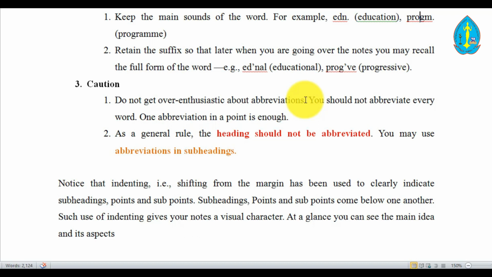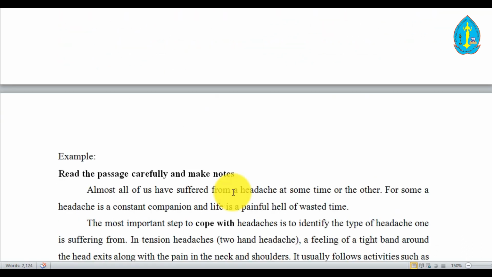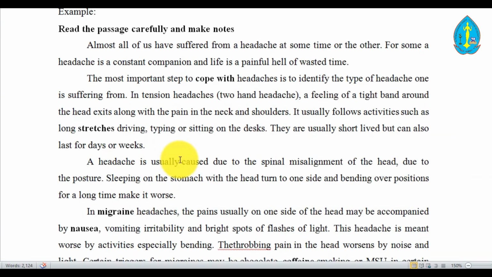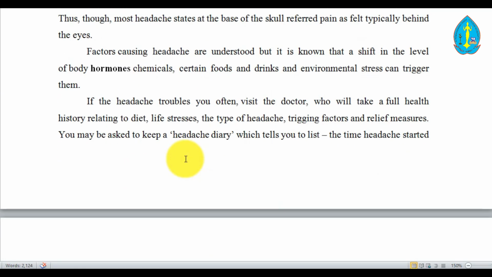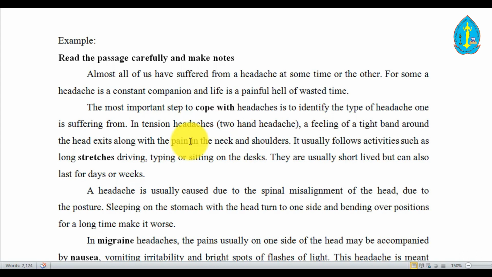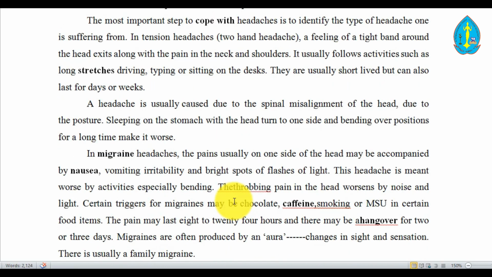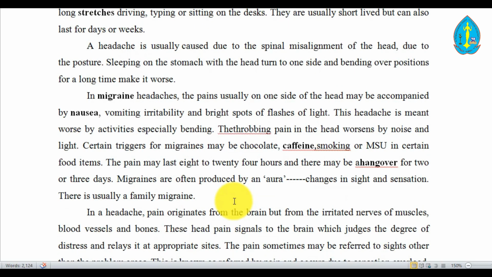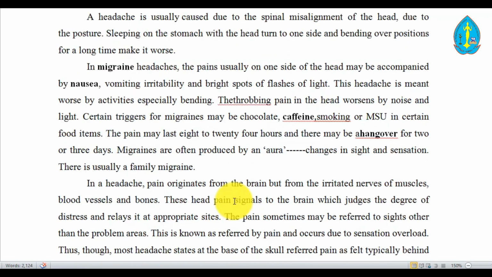As a general rule, the heading should not be abbreviated. You may use abbreviations in subheading. That's it. So it's very clear now. And going to an example. This is a lengthy passage where I have highlighted a few words. And when you read all the paragraphs, you will understand what the paragraph is about.